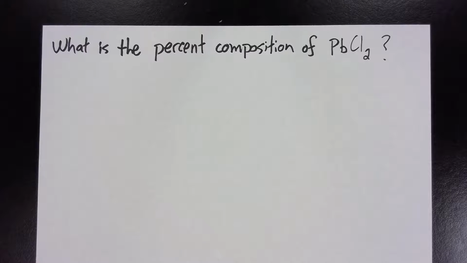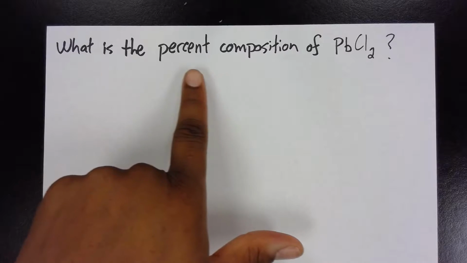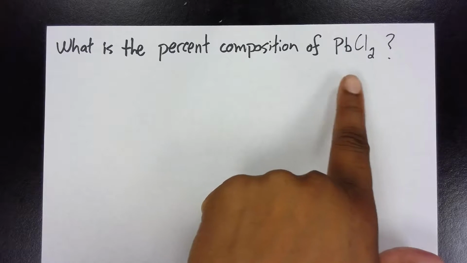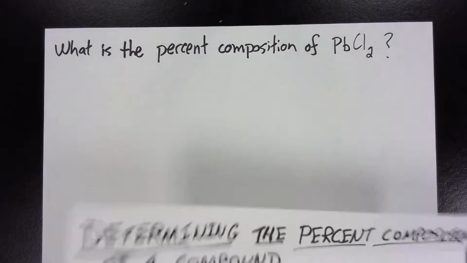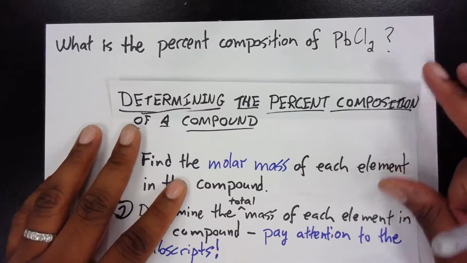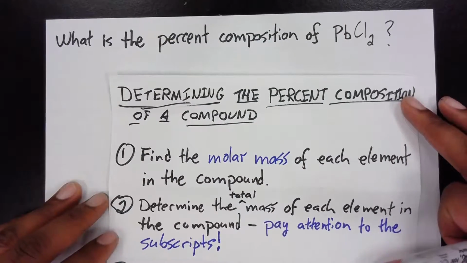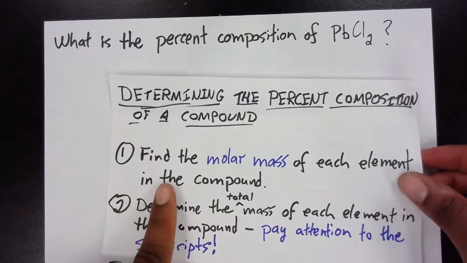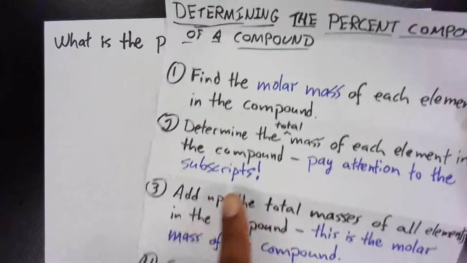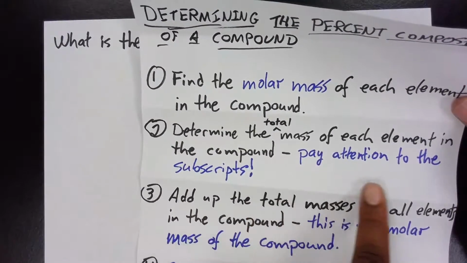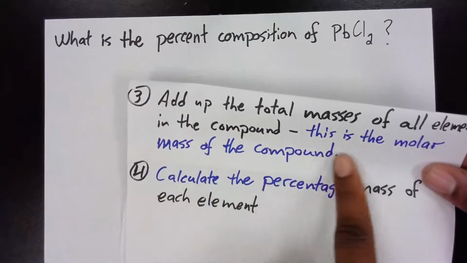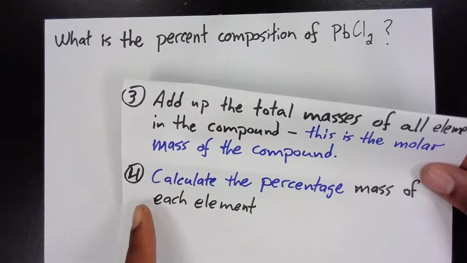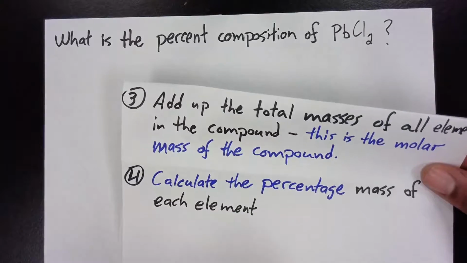What is the percent composition of lead chloride, PbCl2? So we want to get the percent composition of this compound. We're going to follow 4 steps. First, we're going to find the molar mass of each element. Then we're going to pay attention to the subscripts. And then after that, we're going to add everything up. And then finally, we're going to calculate the percentage, which is what we want.